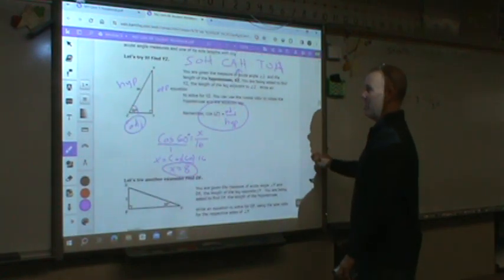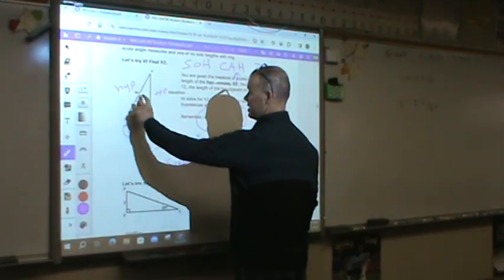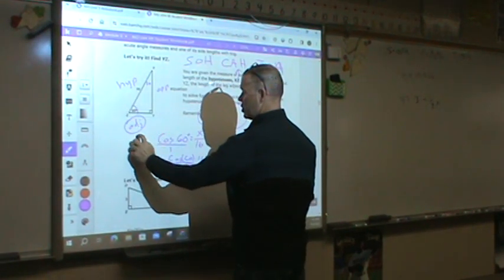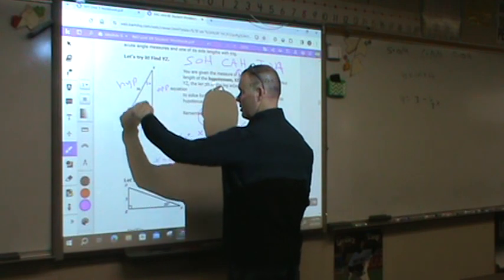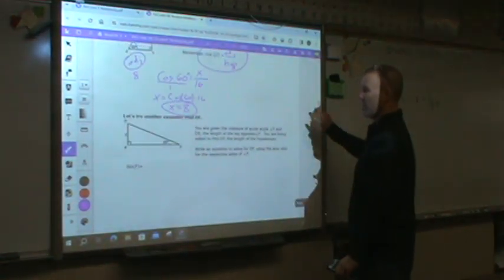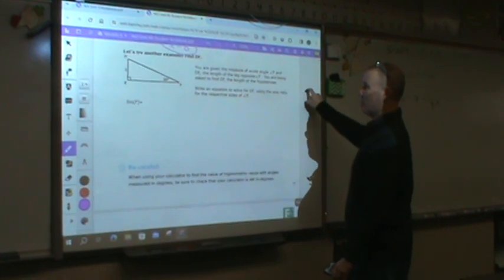I'm going to further back that up and tell you, look at this. This is a 60, 30, 90 triangle. The short leg is half the hypotenuse. So that backs it up. 8's the correct answer. Let's try another one.